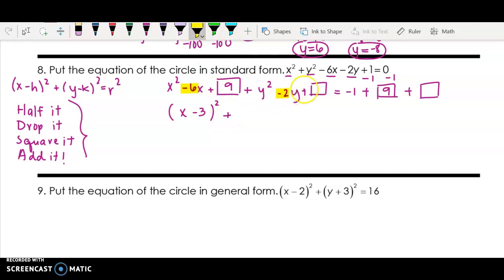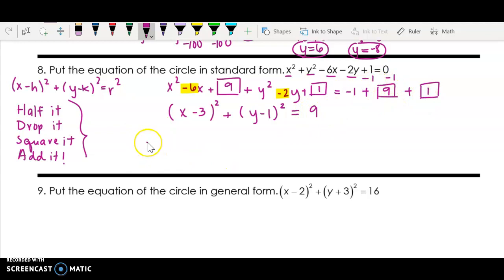We'll look at the b term. We'll take half of it, drop it into the parentheses, so y minus 1, square it, and add it to both sides. 1 squared is 1. This side is in the right format. We've got our quantities squared, and on this side we'll combine like terms to get positive 9.